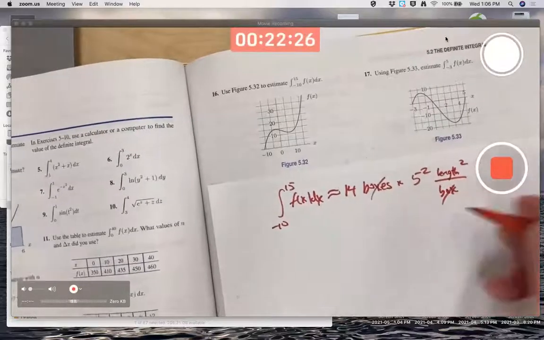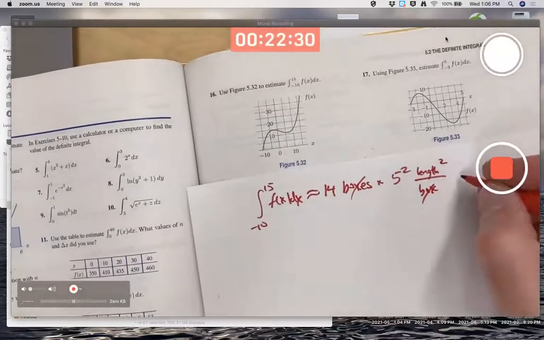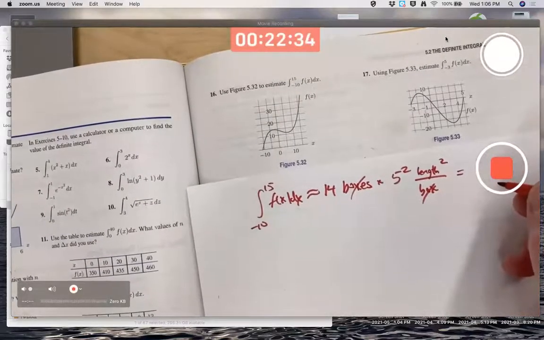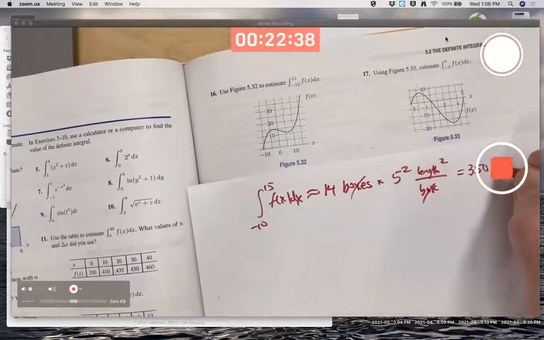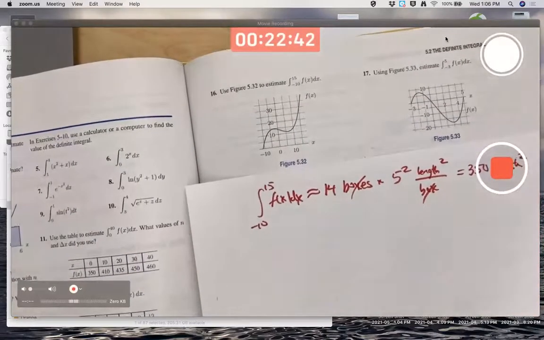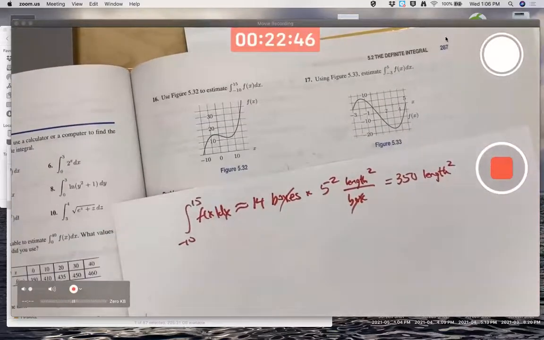The boxes cancel. You're left with 14 times 25. And 14 times 25 is going to be, I think, 350. 350 length squared. Now, probably you don't even need to bother with the units here, because they don't give you a context. There's no clear application. You can just say the answer is 350.